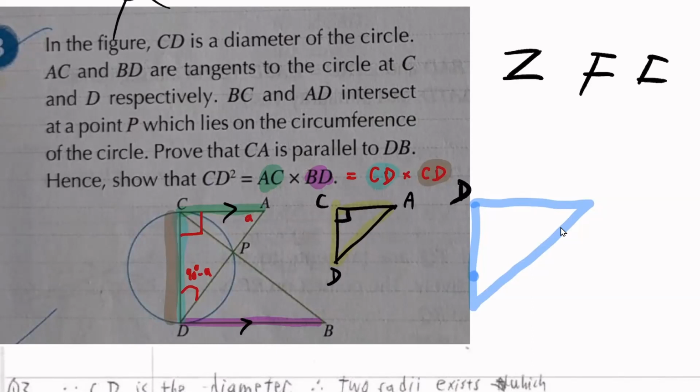Oh, right. There's one more hidden 90 degrees. Sorry, I didn't see the first sentence. CD is a diameter, which means you have a semicircle. Which means you can have what kind of triangle in a semicircle? What angle in a semicircle?